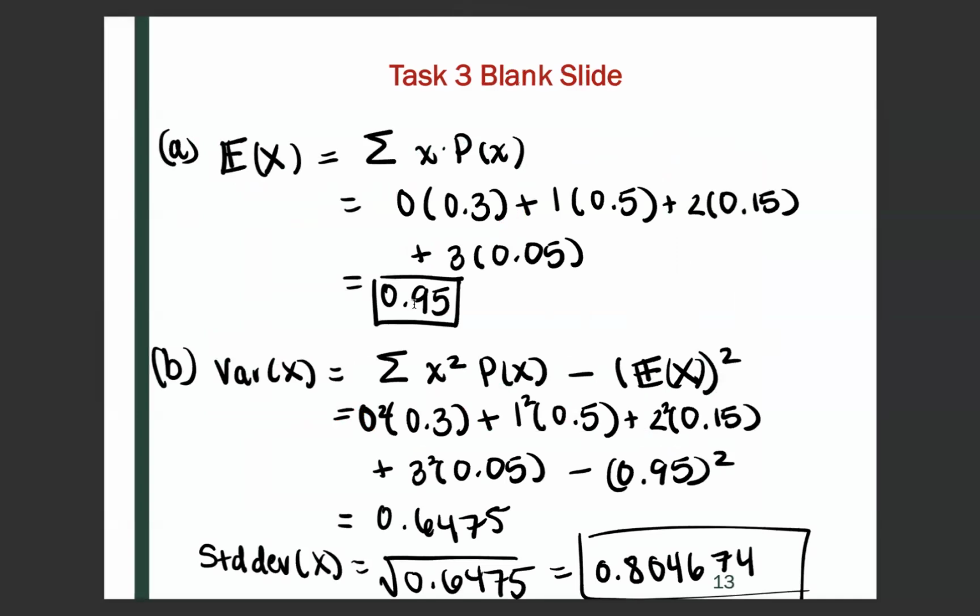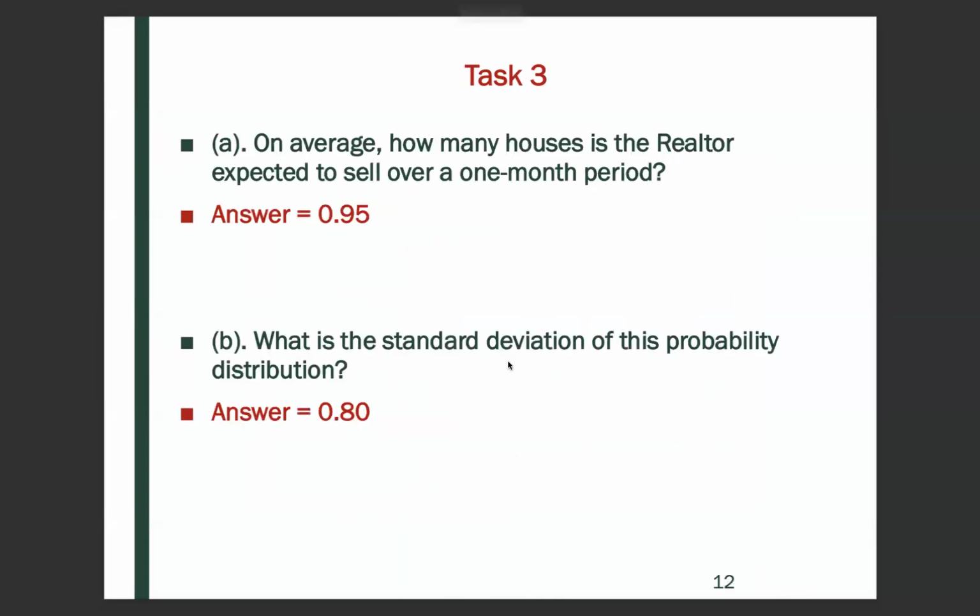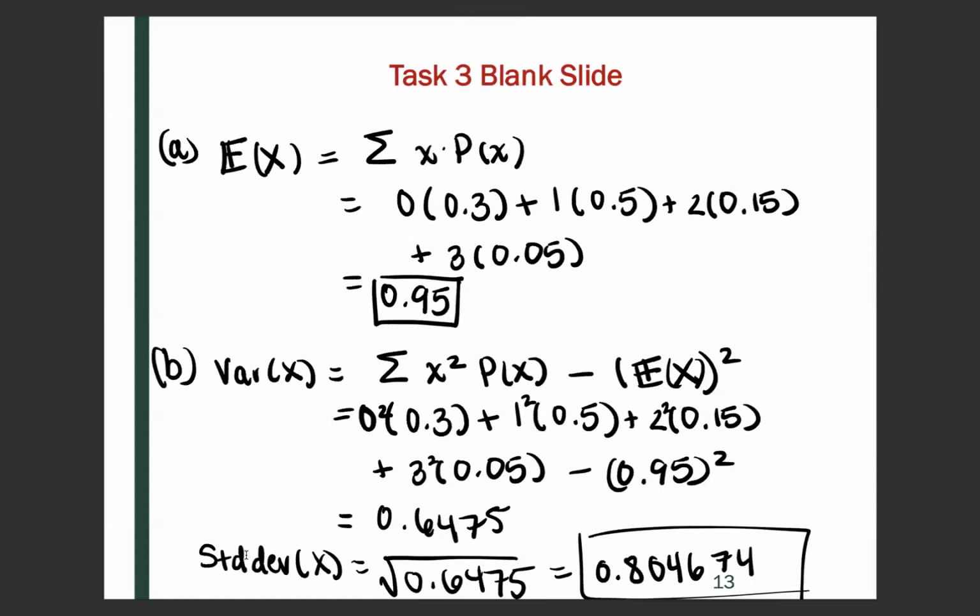And then it also asks for the standard deviation of this probability distribution. So to find the standard deviation, you first have to find the variance, and then once you compute the variance, you'll take the square root to get the standard deviation. So if we go back, the variance is the sum of x squared times the probability of x minus the expectation squared. So we already found the expectation from the previous part, which is 0.95.